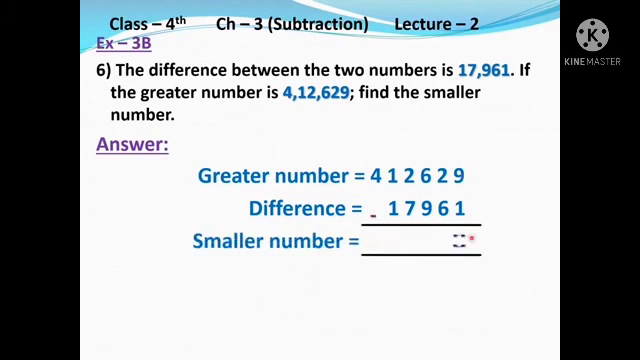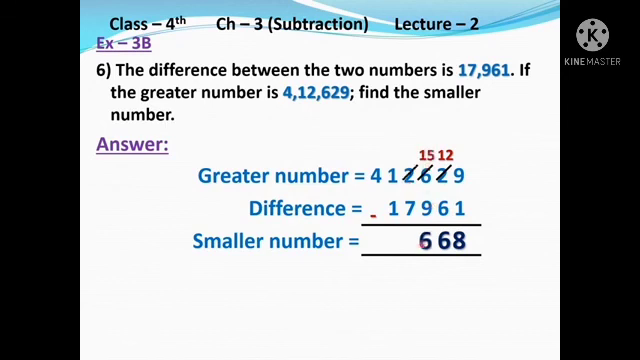See, 9 minus 1, 8. Now see, 2 minus 6, it is not possible. So we will take borrow from this 6. So this 6 will become 5 and this 2 will become 12. 12 minus 6, 6. Now see, 5 minus 9, again it is not possible. So we will take borrow from this 2. So this 2 will become 1 and this 5 will become 15.